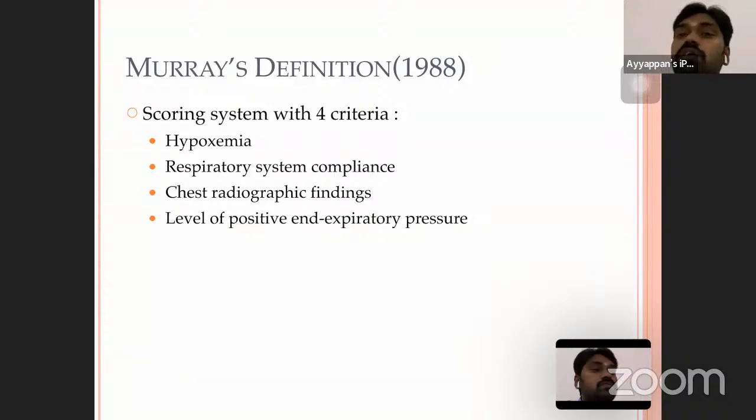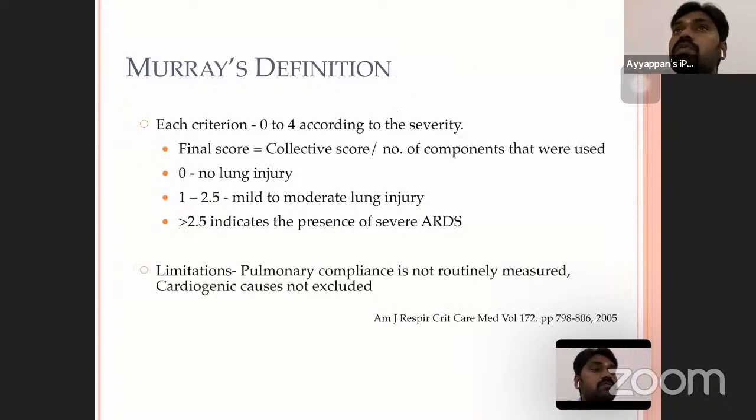Each variable was given a score of 0 to 4, and the final score was attained by dividing the total score by the number of components. So the final score will range from 0 to 4. When a patient has a score of 0, it indicates there is no lung injury. And when a patient has a score of 1 to 2.5, it indicates mild to moderate lung injury.